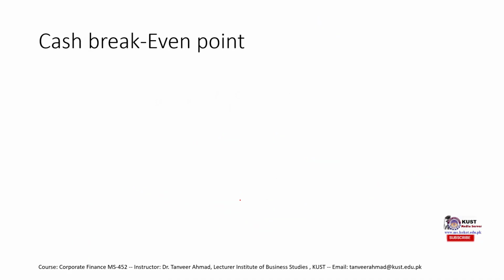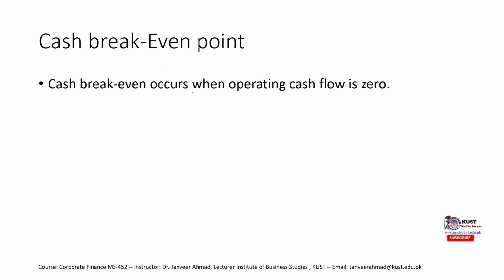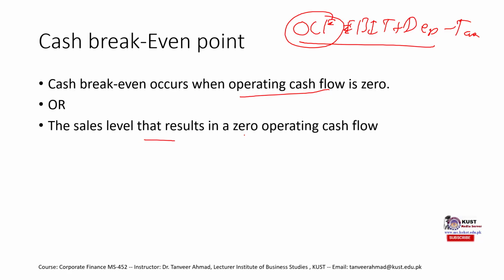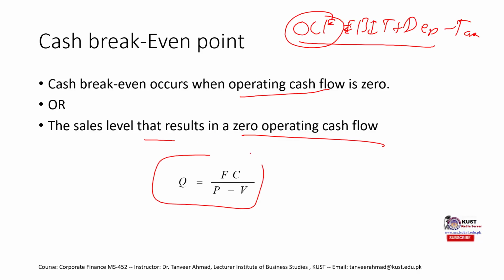This brings us to the second break-even, which is cash flow break-even. Cash flow break-even means when operating cash flow becomes 0. Remember, we had OCF, which was equal to EBIT plus depreciation minus taxes. So we need to find out at what quantity of sales this OCF would become 0, or the sales level that results in 0 operating cash flow. The formula is Q equals FC divided by P minus V.